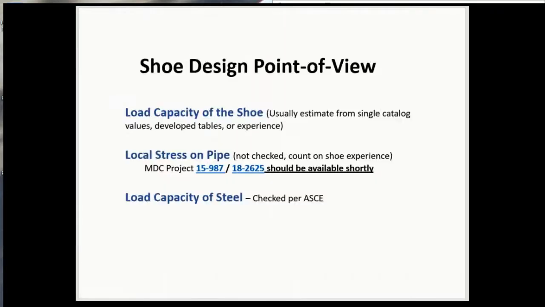When we think about pipe shoe design, the capacity of the shoe itself is usually given a cursory look based on catalog data. Then the load in the steel is checked in detail because that's what the structural engineer or the support engineer is most familiar with. The local stress on the pipe is not looked at very closely because, one, it doesn't usually need to be, and because the structural engineer usually isn't very experienced with local loads on pipe. There is an MDC Project 15987, now 182625, that should be available to help with this shortly.